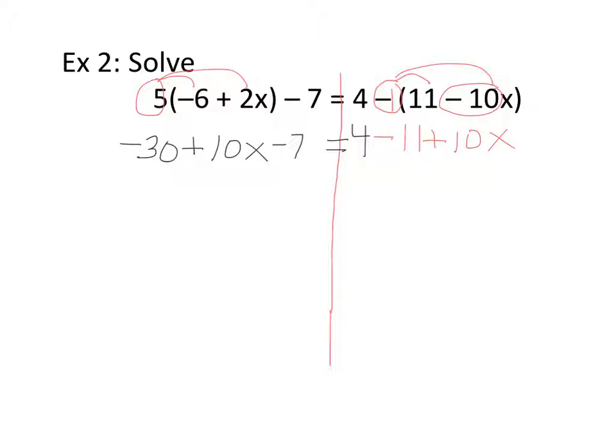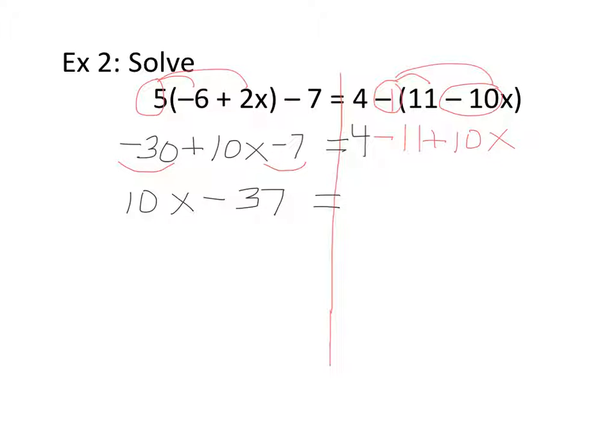All right, once we've distributed, now on the left-hand side, we're going to look for any like terms. It looks like we have a negative 30 and a negative 7. That 10x is the lonely one this time. So let's write that 10x by itself. I usually write the terms with x's first. And then a negative 30 and a negative 7 combine together to give me negative 37.